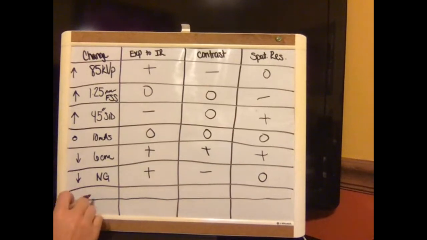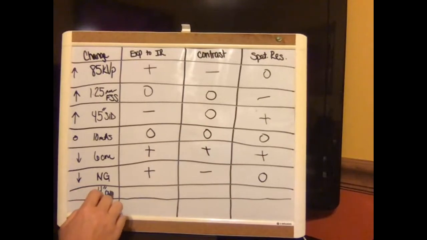Okay. The next thing it says is that we're going to increase the OID to 4 inches. It said on our starting out thing that we had a minimal OID. So we've gone to a 4-inch OID. That is an increase in OID. So if we have more space between the patient and the image receptor, what do we think that's going to do to our exposure to our IR?